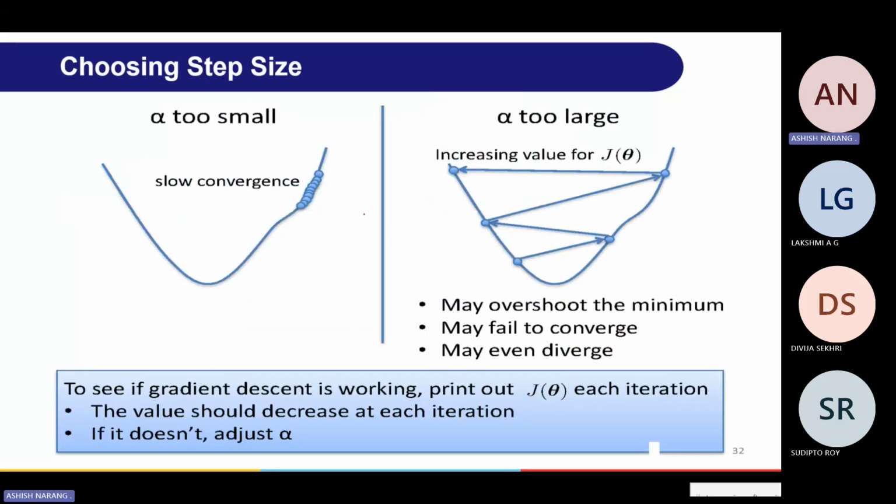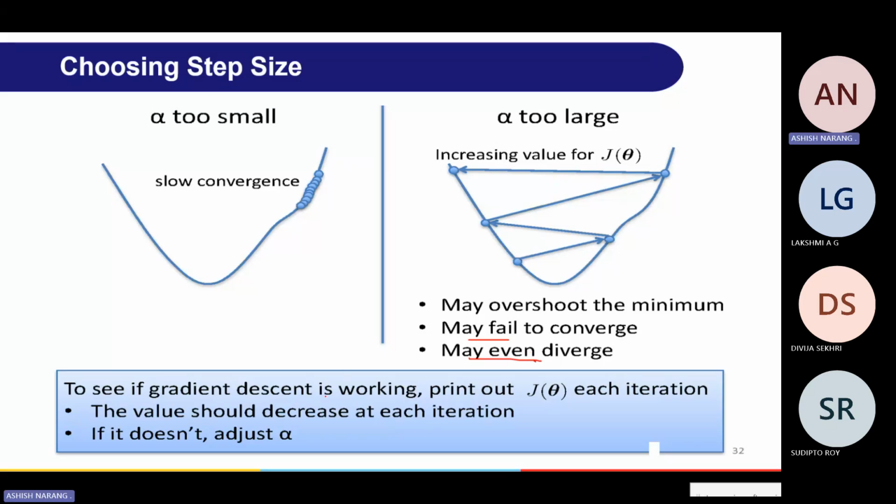This particular thing, like choosing alpha is very, very important. If alpha is too small, you may end up in a very slow convergence, but if alpha is very large, then you might oscillate between these two, right? So from here you have moved here, and from here maybe you're moving here, there, and so on. So it may overshoot the minimum, may fail to converge, may even diverge also, right?